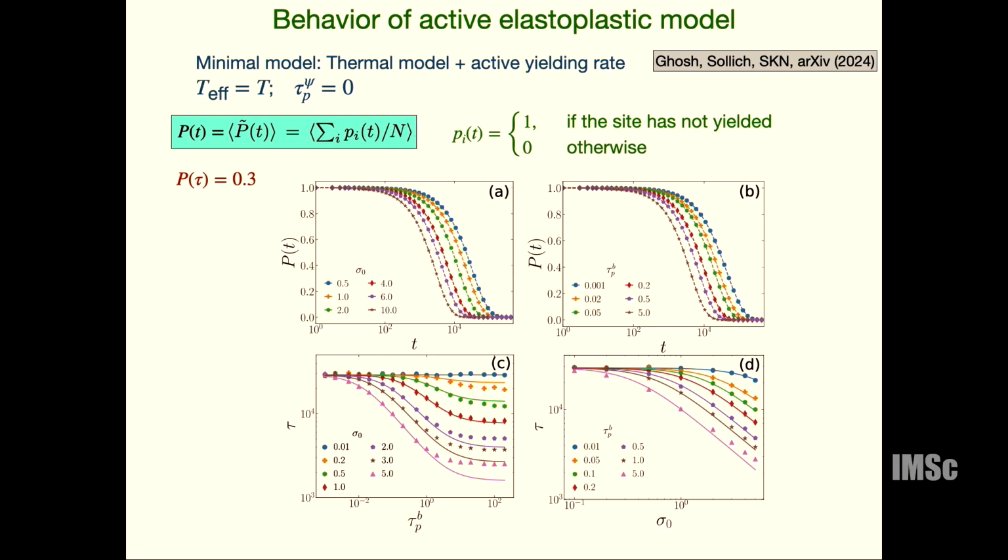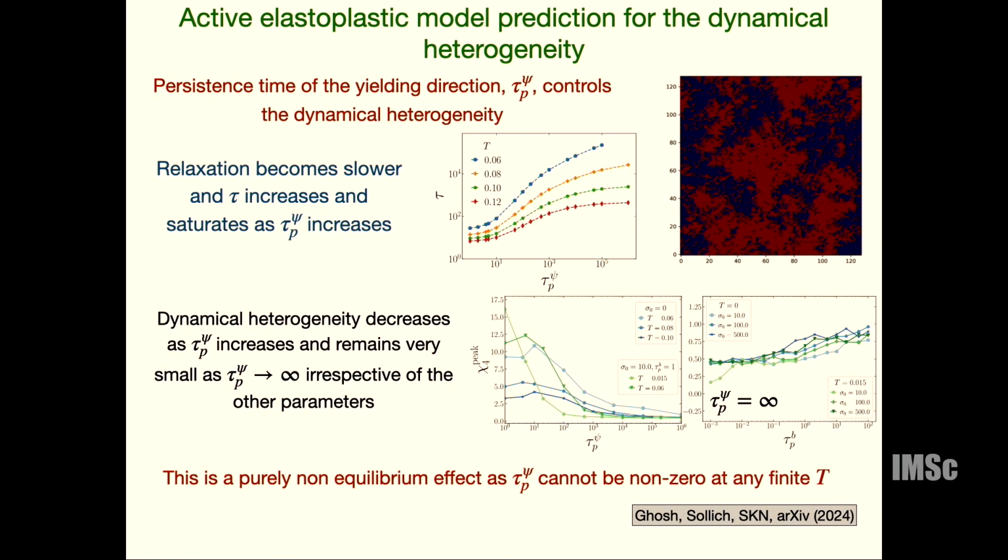Here we have taken a minimal model where we set T effective to the equilibrium temperature T and tau p psi to 0, and that already reproduces most of the known simulation results of the active system. For example, here the persistence as a function of time is being plotted, and these are the relaxation time, and the lines are the mode coupling plot with the effective temperature scenario. But the point I wanted to highlight here is the following, the dependence of the dynamical heterogeneity within this model.